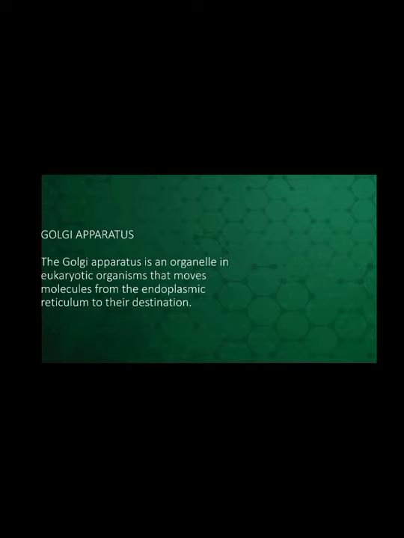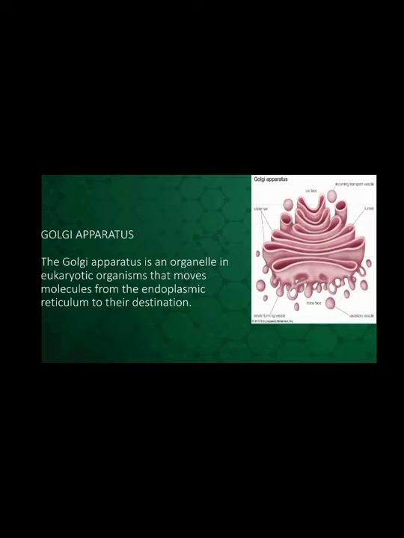The Golgi apparatus is an organelle in eukaryotic organisms that moves molecules from the endoplasmic reticulum to their destination. The main function of the Golgi apparatus is the ability to deliver vesicles or packets of the various cell products to different locations throughout the cell. The Golgi apparatus also has important functions in tagging vesicles with proteins and sugar molecules, which serve as identifiers for the vesicles so they can be delivered to the proper target.